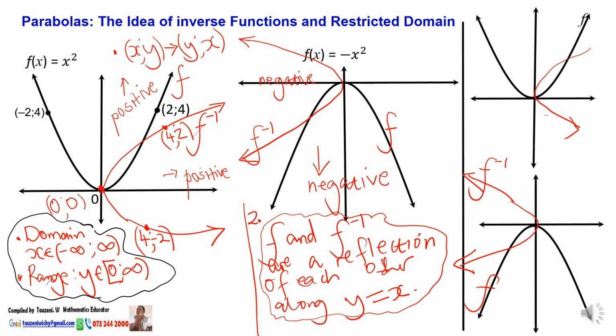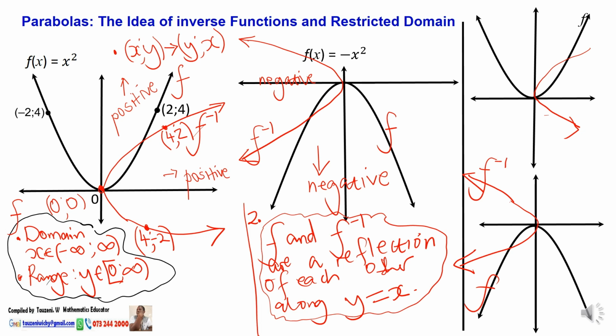Now, what about the inverse function? What is the relationship between the domain of a function and the domain of the inverse? The domain of a function can help you find out the range of the inverse. The domain of a function can give you the range of the inverse. The range of the function can give you the domain of the inverse. So how does that work out?